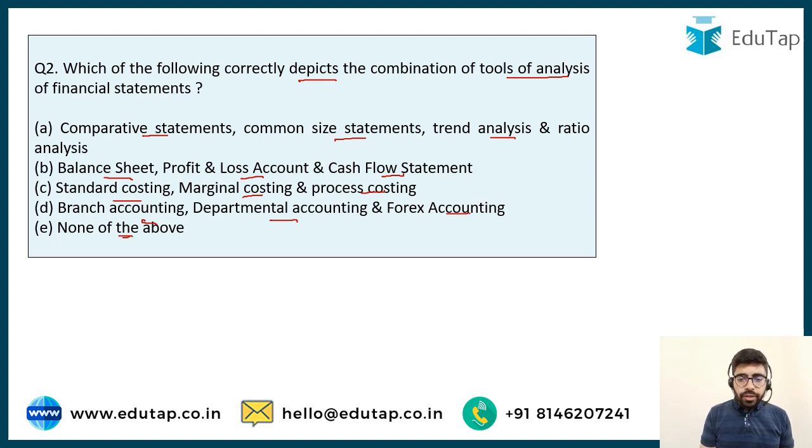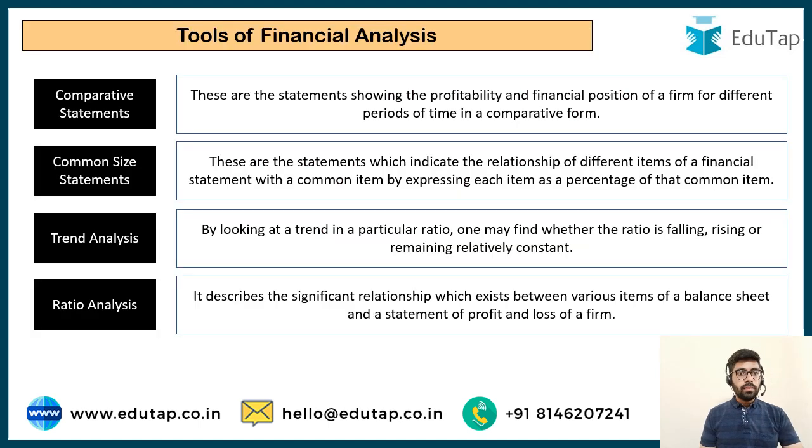So a very simple question is being asked here. Here are the different tools of financial analysis which are available to us. One is comparative statements, another is common size statement, another is trend analysis, and another one is ratio analysis. Now comparative statements means that we are comparing the profitability and financial position of the firm. We have the figures for two different periods, like we just talked about, the figures of the current year and the previous year, and we are going to compare them. Such a statement is a comparative statement.